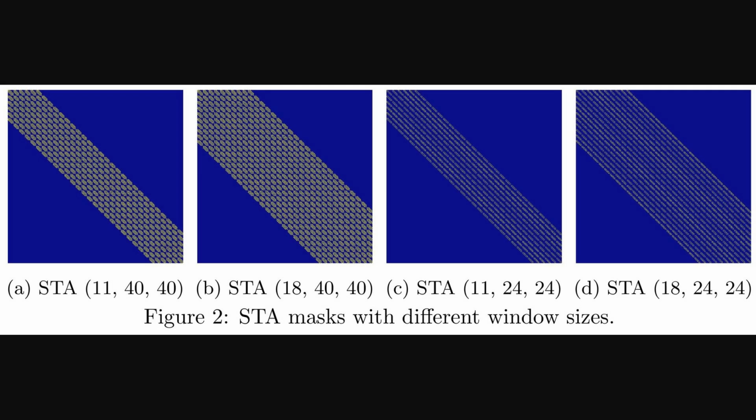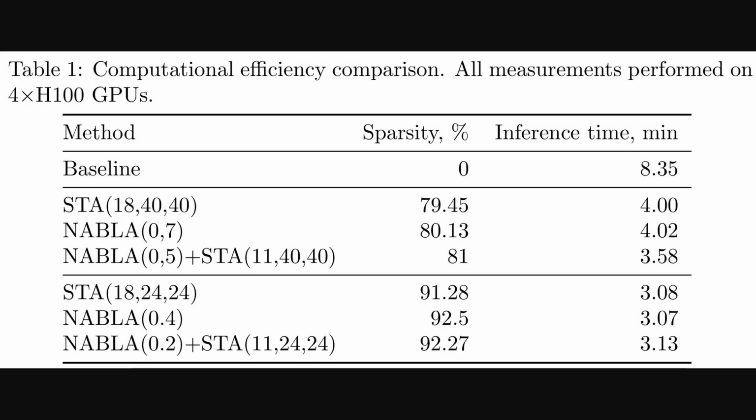Now, to really understand the innovation here, it helps to look at what came before. These images show attention masks from an existing method called sliding tile attention, or STA. Sliding tile attention uses a fixed, predefined window to decide which parts of the video to focus on. As you can see, the resulting attention patterns are very regular, just these rigid diagonal bands. The problem is that this static approach isn't flexible. It can sometimes miss important connections in the video, which can lead to visual artifacts like blocky boundaries or even duplicated objects.